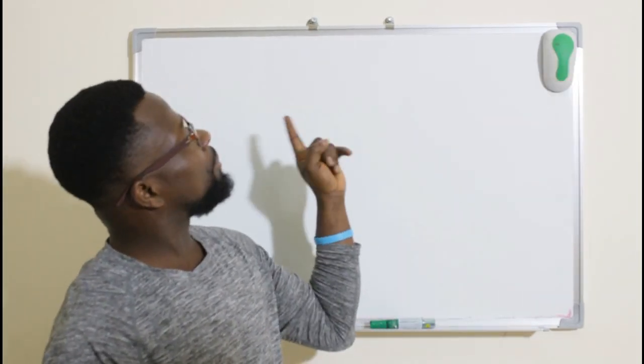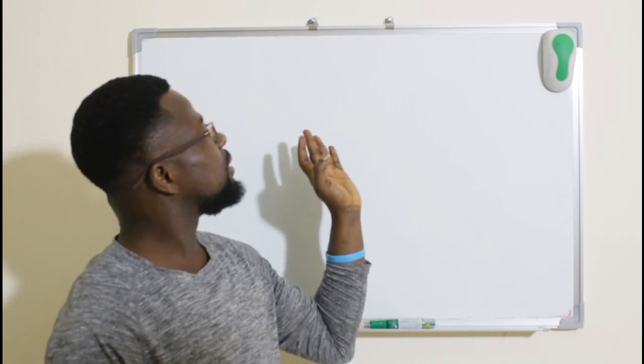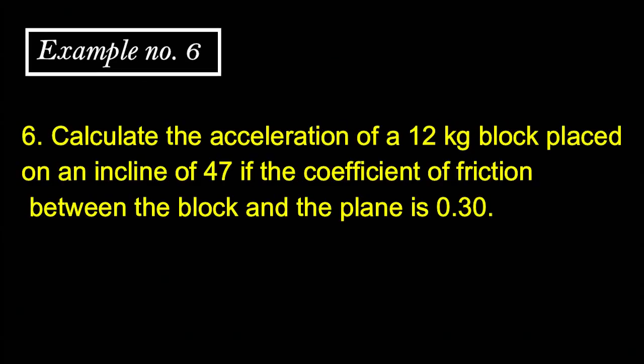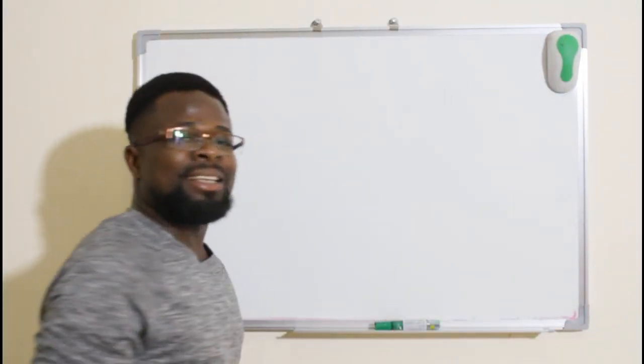Alright, let's look at example number 6. And this is going to be the last example that we're going to solve in this video. So example number 6. Calculate the acceleration of a 12 kg block placed on an incline of 47 degrees if the coefficient of friction between the block and the plane is 0.30.